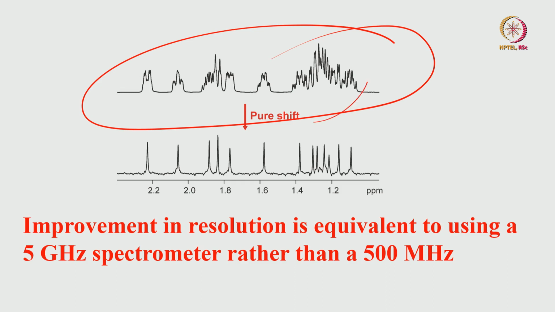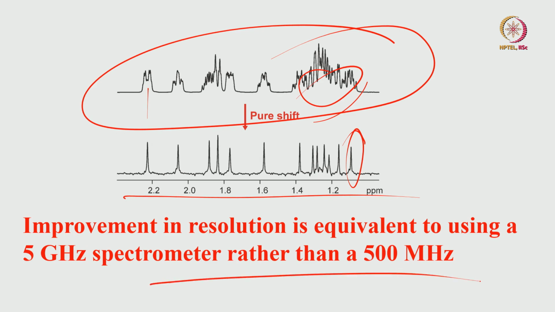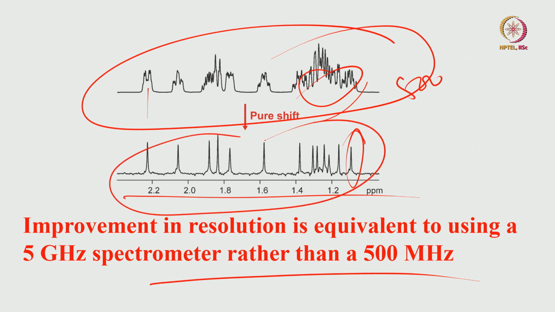When we do this broadband decoupling, each peak corresponds to a single peak. There are so many protons, each of them gives its particular chemical shift. So all this multiplicity pattern disappears. This is as good as saying that, instead of 500, let us say this spectrum is obtained at 500 megahertz, it is as good as obtaining the spectrum at 5 gigahertz resolution. If you obtain this spectrum at 5 gigahertz, you get this type of resolution. You can imagine like that. It is a comparison. All right.